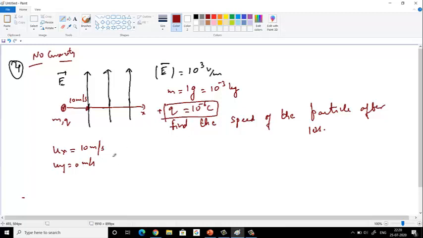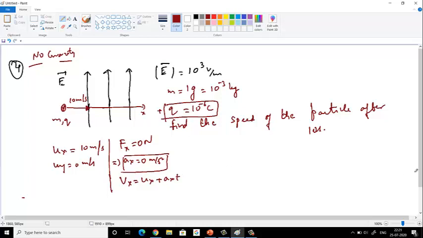Alright. Now here, is there any force acting in the x direction? So force in the x direction is 0 newtons. There is no force acting in the x direction. Because there is no force, acceleration in x direction is how much? 0 meters per second square. When there is no force, the acceleration is 0.